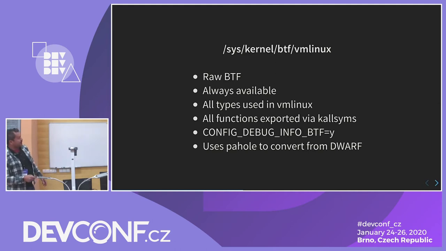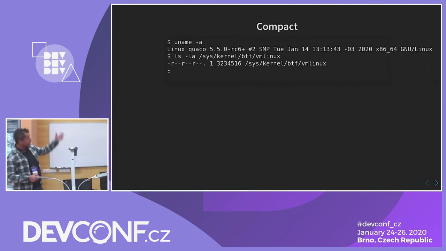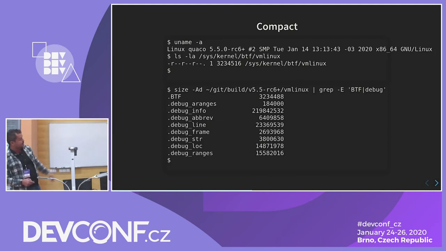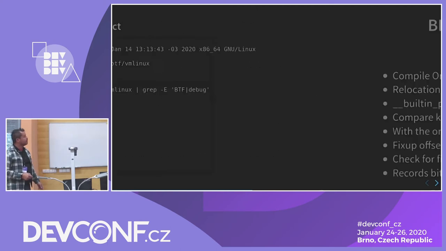Since the kernel's BTF, vmlinux BTF, is raw BTF, it's always available. I described it before. So it's compact, and here you can see the comparison with the equivalent DWARF information. So it's way less space that's used. BTF uses this for this specific kernel, and DWARF uses the sum of those ELF sections.